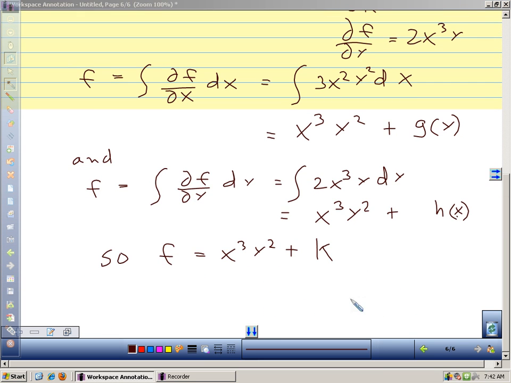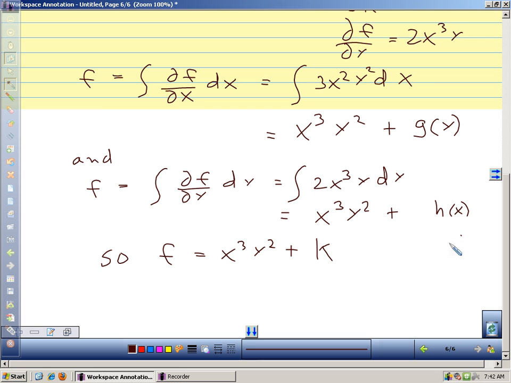If our function were more complicated, we would have to take into account some function of x or y to make sure that when we take the partial derivatives, we get our m and our n. Questions on that?